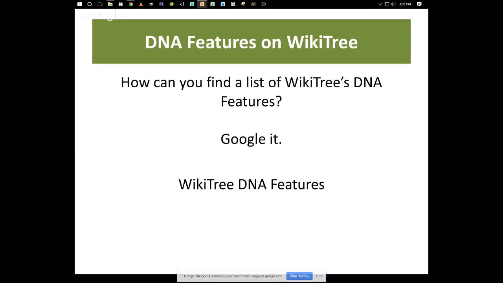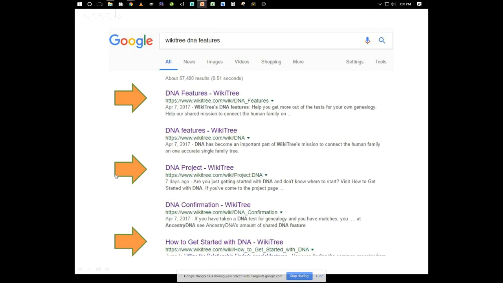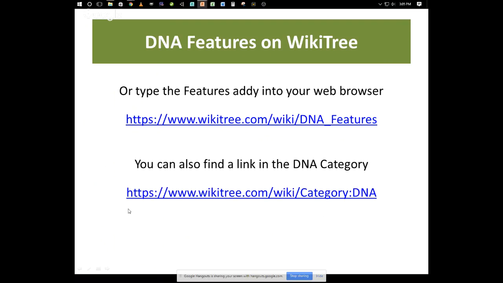How can you find a list of WikiTree's DNA features? Well, Google it. You go to the DNA project on WikiTree that has a link to the DNA help page, which has also a link to the how to get started with DNA on WikiTree. Or you can type the address right into your browser, and here are the addresses. Once we're done today, we're going to be posting these slides to the LiveCast page on WikiTree, and they will also appear in the multimedia projects presentations area. I think you can get to those two things pretty easily on WikiTree. And if you can't, just Google DNA features WikiTree LiveCast, and you will find it.